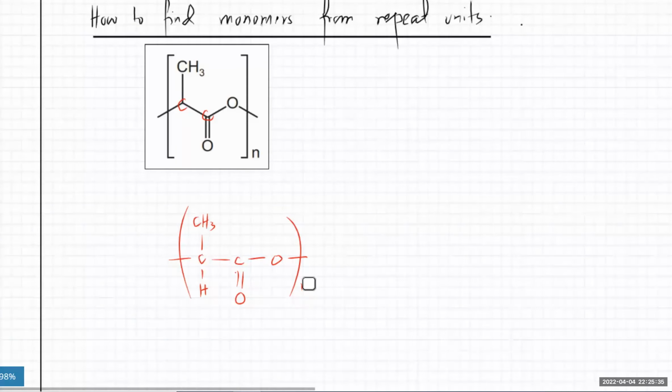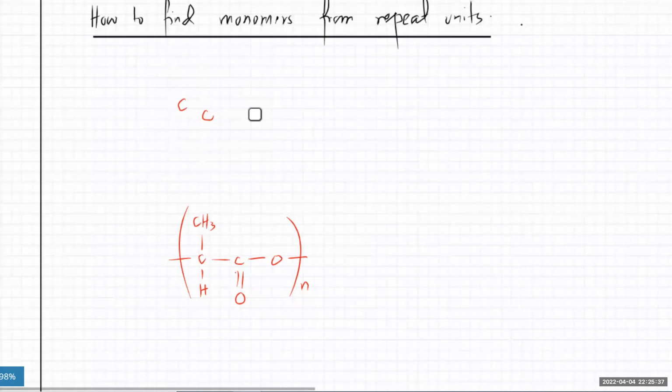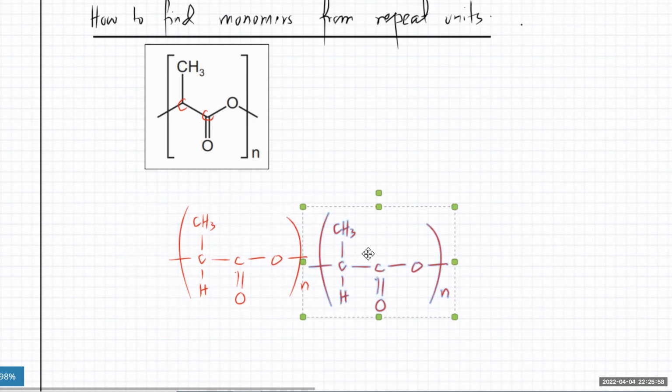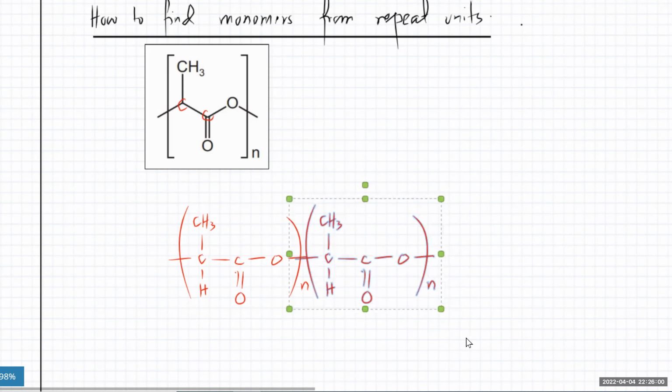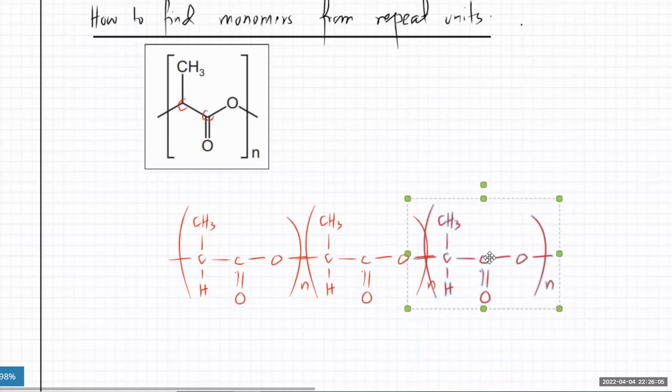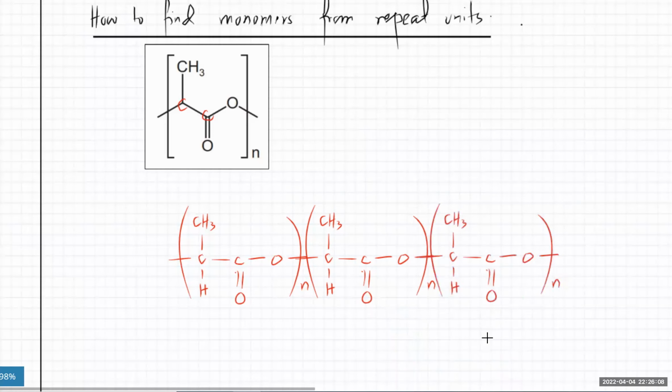Now the point is I want to draw the monomer. Remember, a polyester is actually formed from two monomers. So how do I figure out my two monomers in this molecule? What I'm going to do is because it's a repeat unit, I'm going to just start repeating it and start making the connections. So I'm repeating the same thing. It's going to get repeated over and over again. And let's get rid of these brackets.